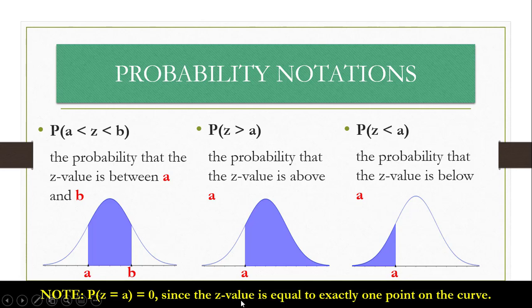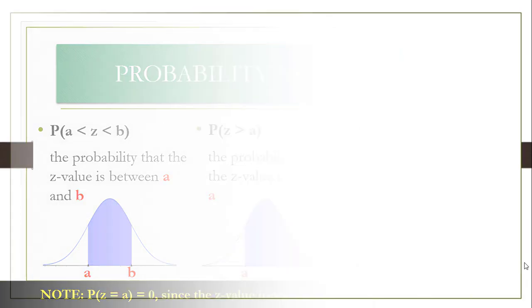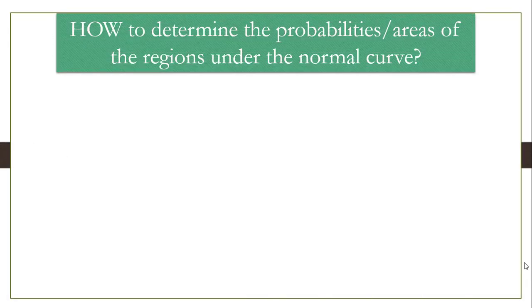Very important to note: the probability that Z is equal to any single value is always equal to 0, since a Z value is exactly one point on the curve. It doesn't have any area. The question now is how to determine the probabilities or areas of the regions under the normal curve, which is our lesson for this video.